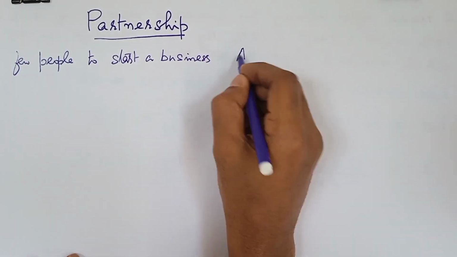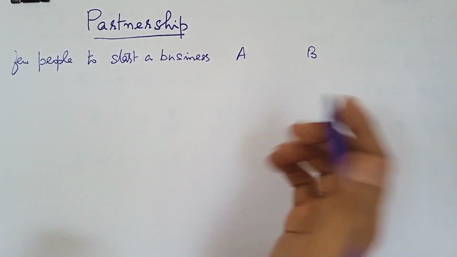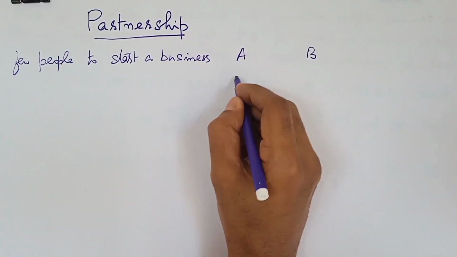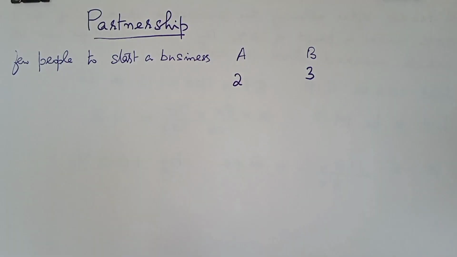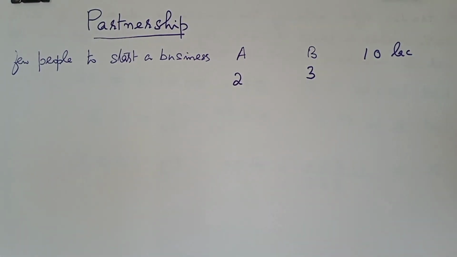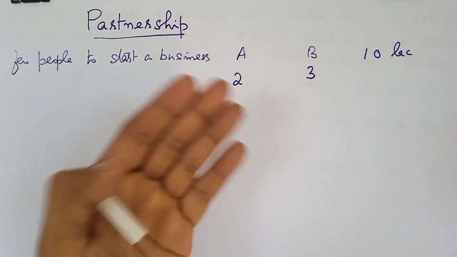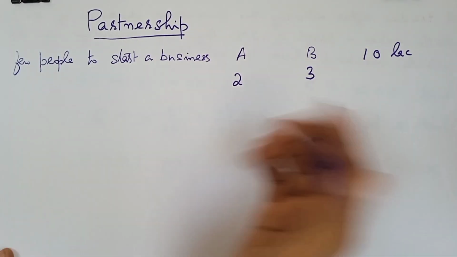Let's look at A and B. Say they are starting a business together. Let's assume A brought 2 crore and B brought 3 crore to start the business. If there is a profit, say 10 lakh at the end of 1 year, how do you divide this profit among these two people? It's certainly divided in the ratio in which they brought capital, which is 2:3.